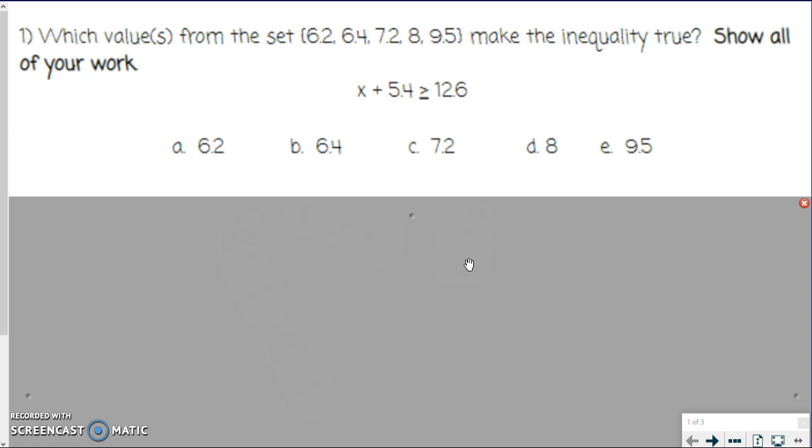And so we have a set right now. That's what this is saying. It says which values from the set, and they've got 5 different numbers, make the inequality true, and show all your work, whether you substitute individually or you just solve for the inequality. So I'm going to show you solving for the inequality.